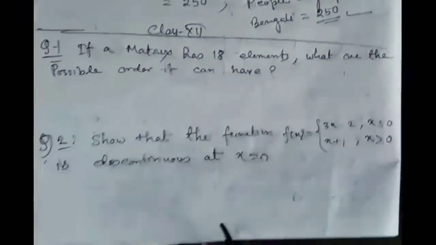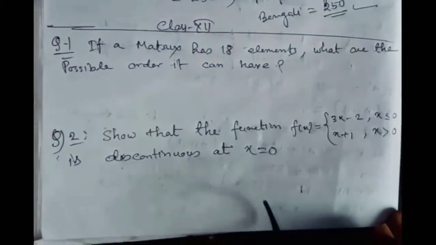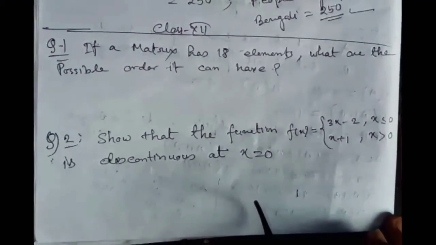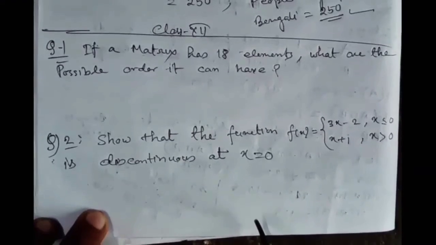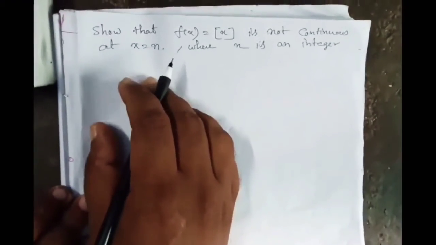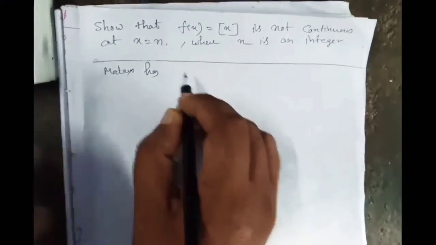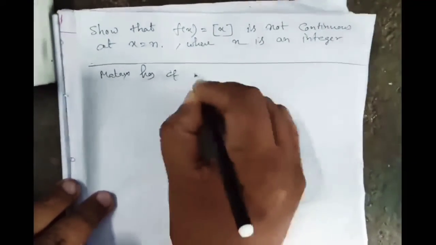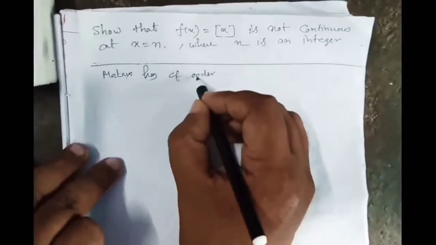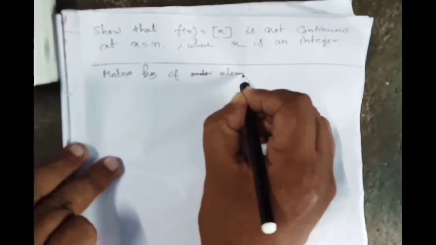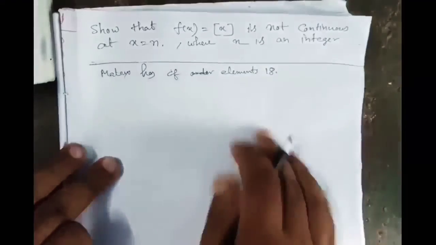So, let's come to the question. If a matrix has 18 elements, what are the possible orders it can have? So we have to solve this question first. So here we know that the matrix has order of element 18. Okay, so we know that.